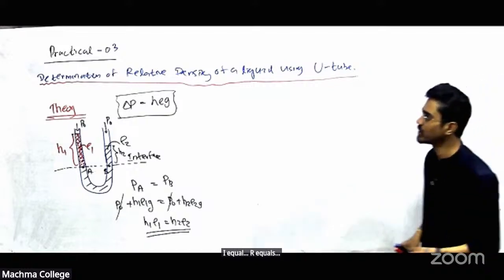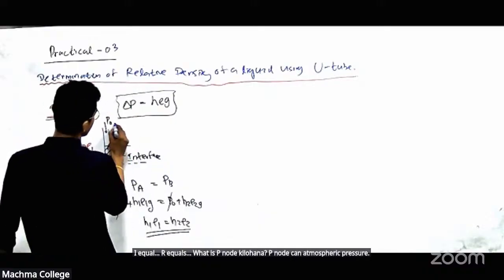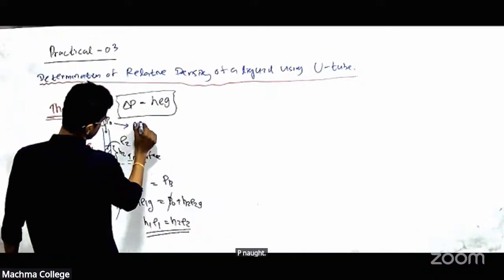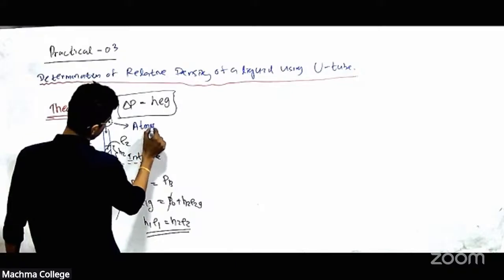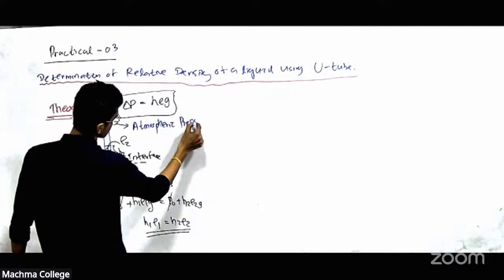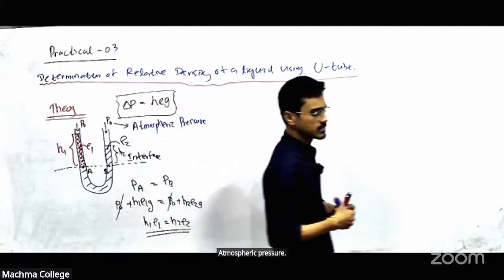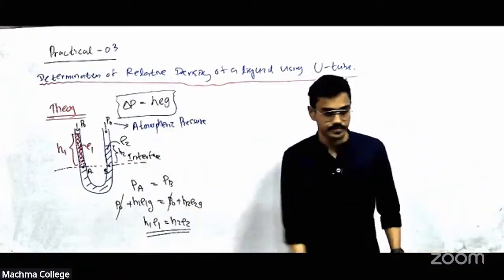What is P naught? P naught is atmospheric pressure. Right, now take this down.